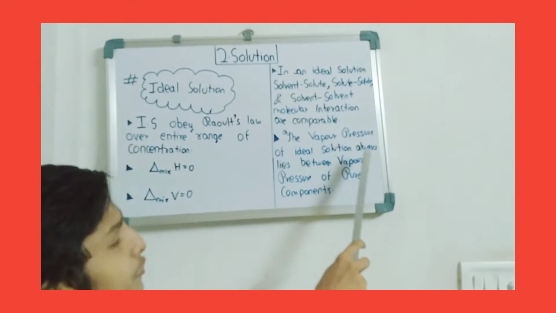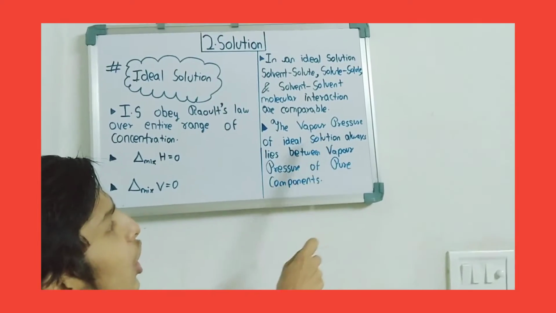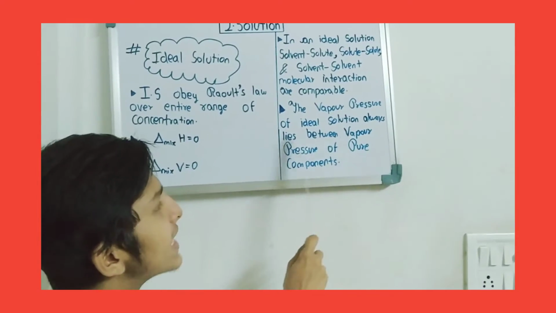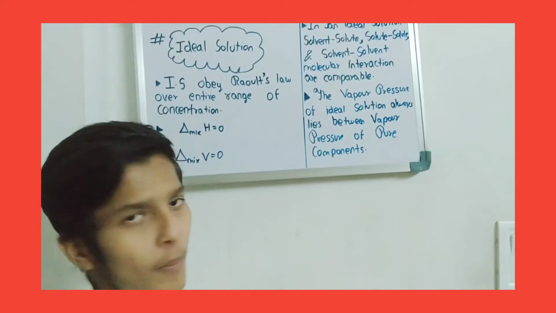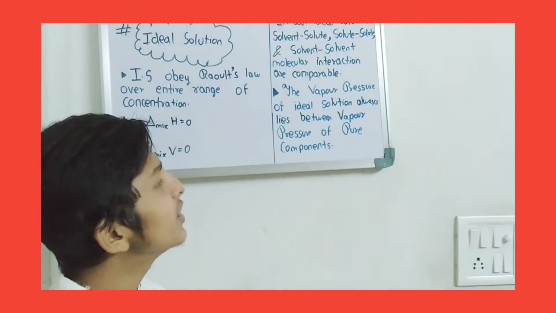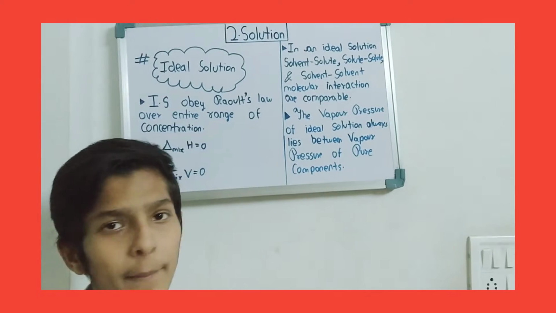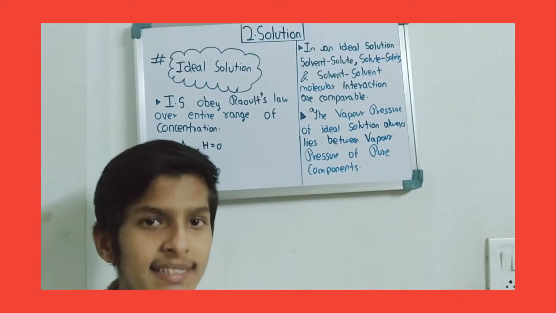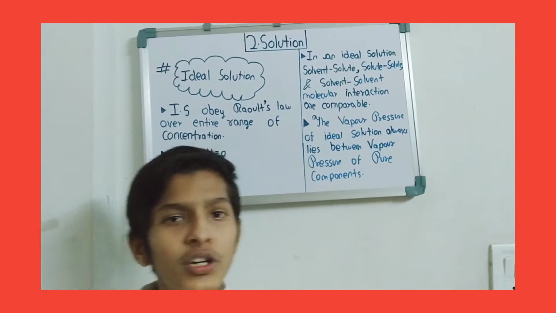Now let's look at the fifth point. It tells us that the vapor pressure of an ideal solution always lies between the vapor pressures of the pure components. It means the vapor pressure of an ideal solution is always less than the vapor pressure of a pure component. Okay, so we have understood what an ideal solution is.